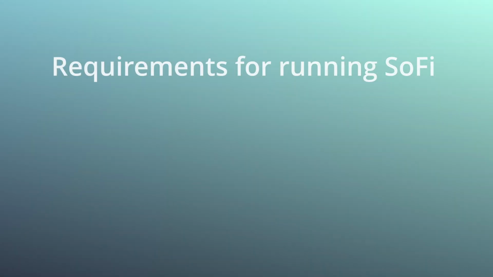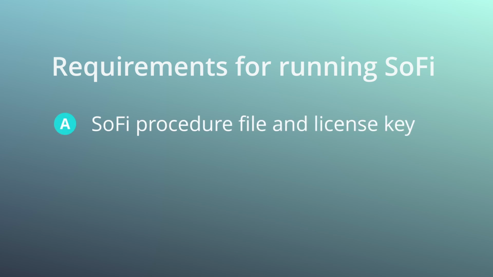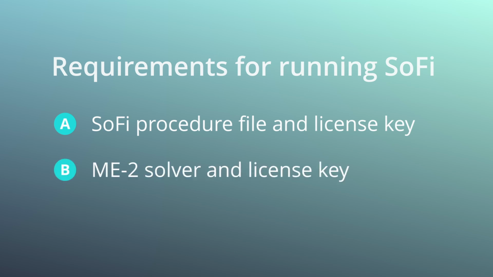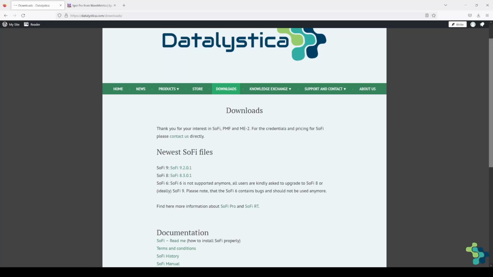In order to run SoFi properly, you need three things. First of all, you need the SoFi procedure file and the SoFi license key. Then you need the ME2 solver together with the ME2 license key, and you will need either Igor 8 or Igor 9. For the SoFi files and the ME2 solver, you can go to our website, and under downloads, you find on top the SoFi files. So we have SoFi 9, which runs in Igor 9, and we have SoFi 8 that runs in Igor 8. The SoFi license key you will get when purchasing SoFi Pro or SoFi Realtime from us.